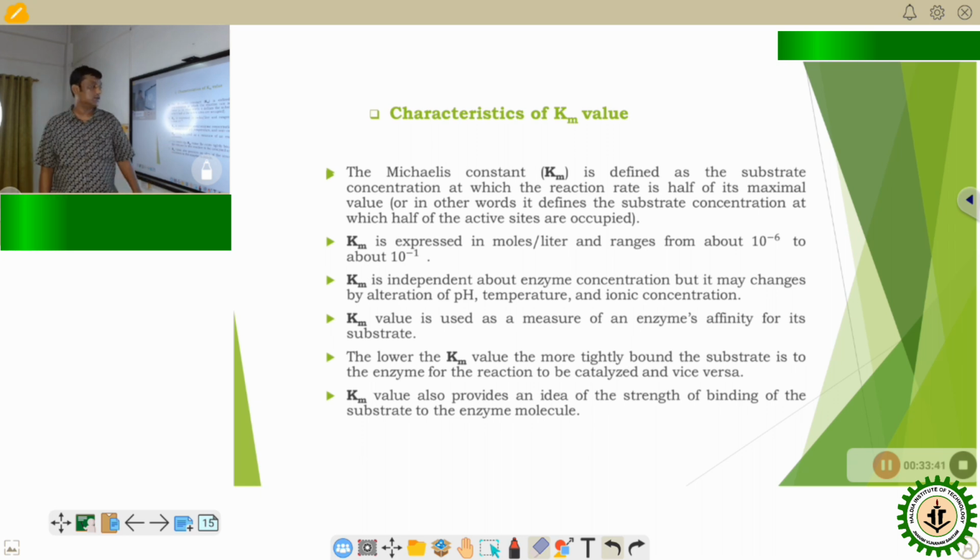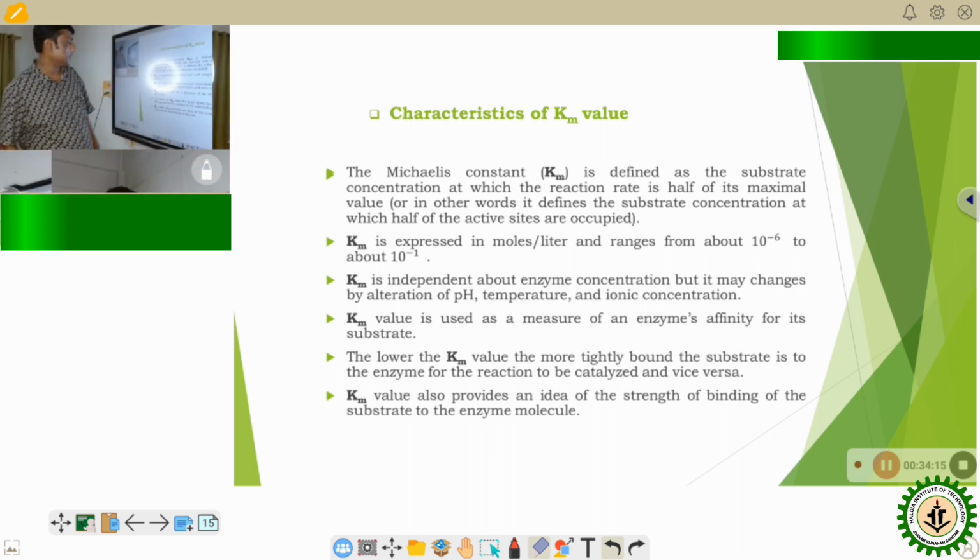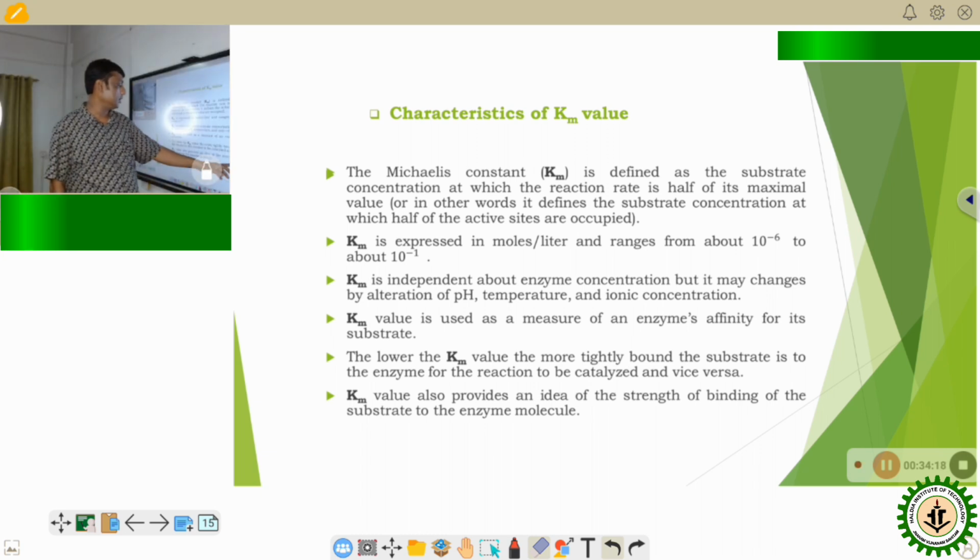Km value is used as a measure of the enzyme's affinity for its substrate. The lower the Km value, the more tightly bound the substrate is to the enzyme. Because lower means what? You need only a low substrate concentration to reach half of the maximum velocity, because the enzyme binds the substrate tightly. So release of product is not easy, and if the product is not released, then the enzyme is not free. Once the substrate is tightly bound, the Km value is lower. So the Km value also provides an idea of the strength of binding of the substrate to the enzyme molecule.